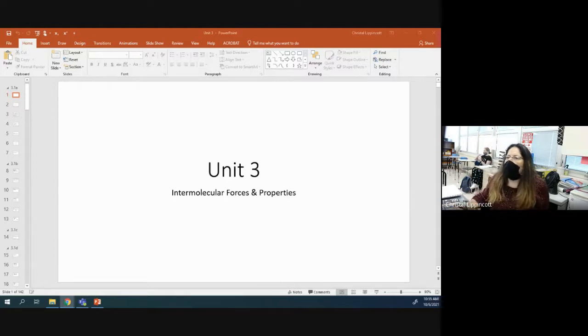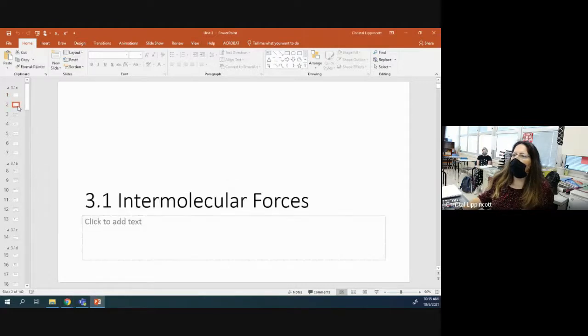We are starting our new unit. Our new unit is on intermolecular forces and properties. What we've been talking about in the last chapter was intramolecular forces. So intra is between atoms in a molecule. Intermolecular forces then is going to be between molecules. Okay? So our first section is actually on intermolecular forces.